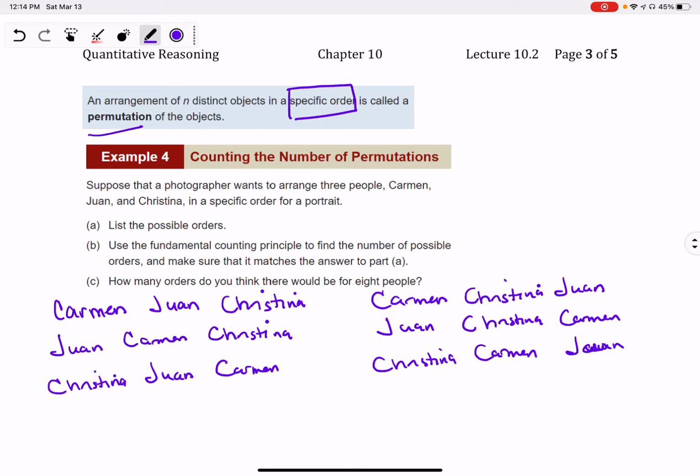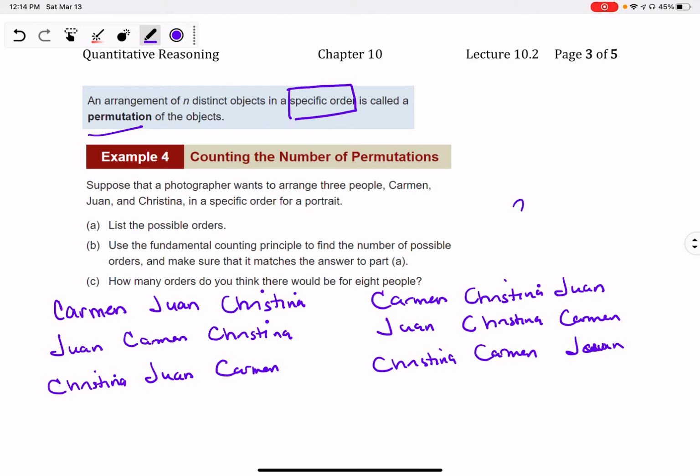All right. So these are the 6 possibilities that we have. Okay. So it says use the fundamental counting principle to find the number of possible orders and make sure that it matches the answer in part A. Well, there are 3 ways we could choose the person in the first position. After that, there are only 2 left to choose from for the second position and just 1 for that last position. So it's the same concept as when we were thinking about the lock.